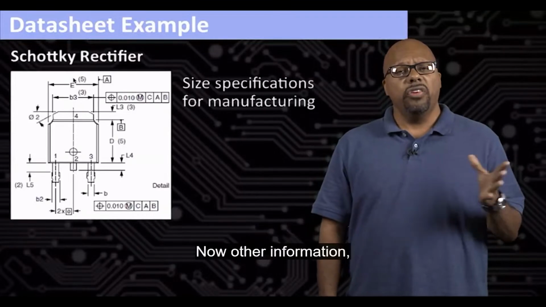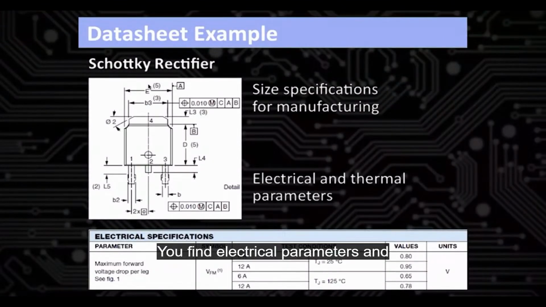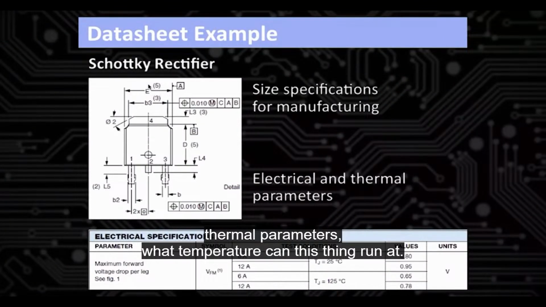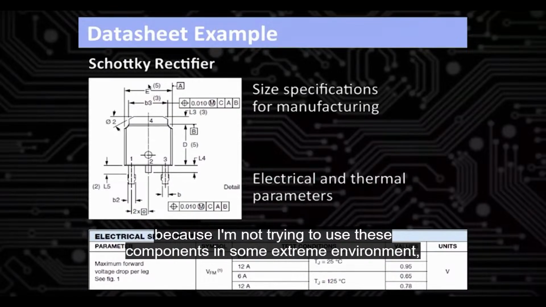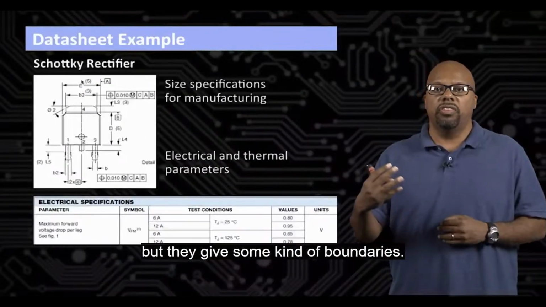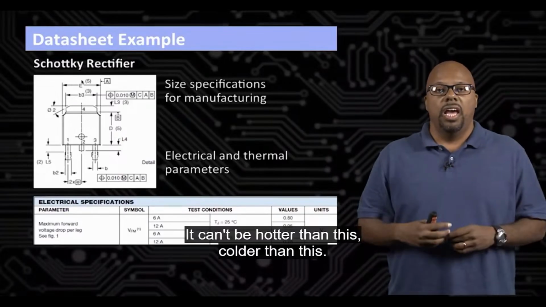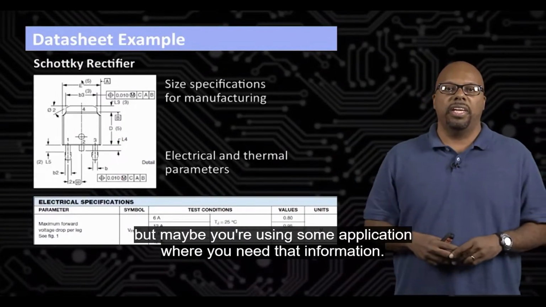Now, other information, this is a sample of some of the other information in the data sheet. You find electrical parameters and thermal parameters, what temperature this thing can run at. Usually, thermal parameters are not something I generally need because I'm not trying to use these components in some extreme environment, but they give some kind of boundaries. Can't be hotter than this, colder than this. That's generally not useful to me, but maybe you're using some application where you need that information.